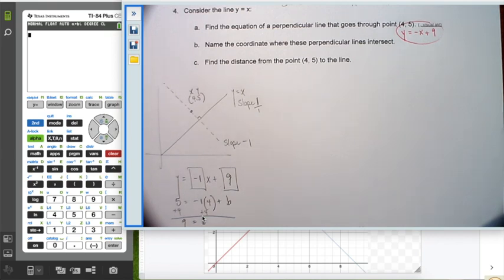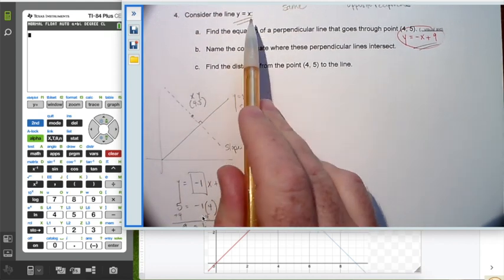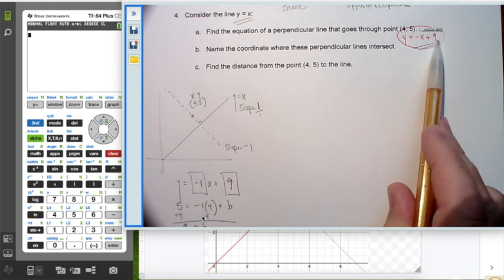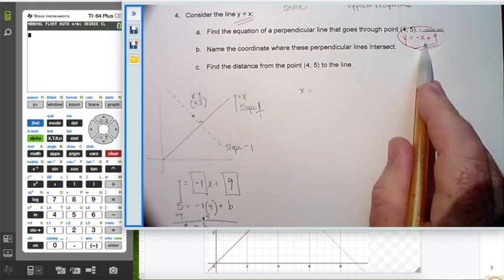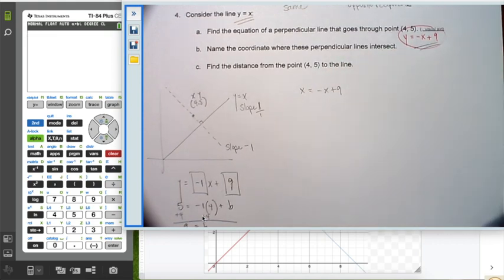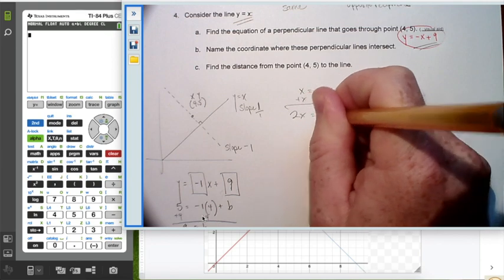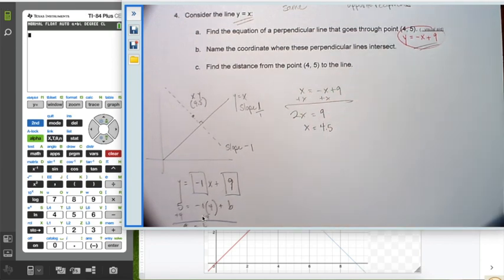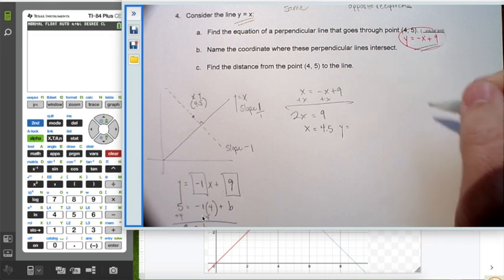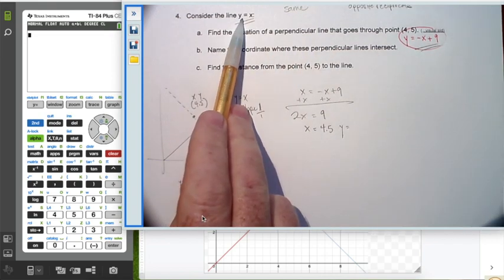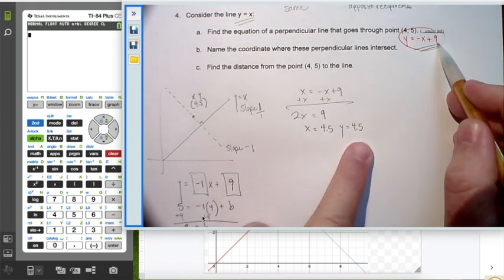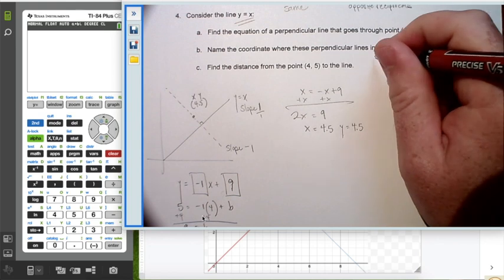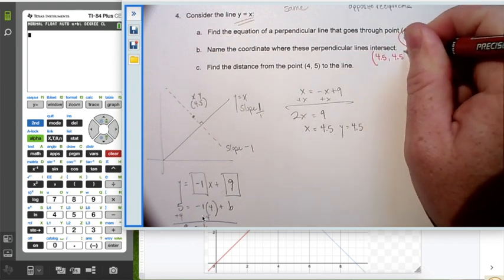The next step is trying to figure out where those two lines intersect. I've got two lines, they're both set to y equals, so I think the easiest thing to do is just set those equations equal to each other. So I'm going to take my y equals x and my y equals negative x plus 9, set those functions equal to each other, and solve. Add an x to both sides, 2x has to equal 9, so x has to equal 4.5. For the corresponding y coordinate, you can plug it into either one of these equations, but it's really easy to plug it into the line y equals x. If x is 4.5, y is the same thing. So there's my intersection coordinate, 4.5, 4.5.